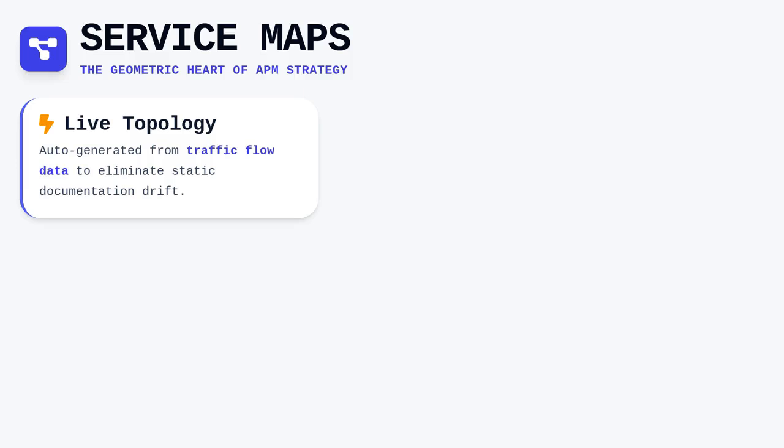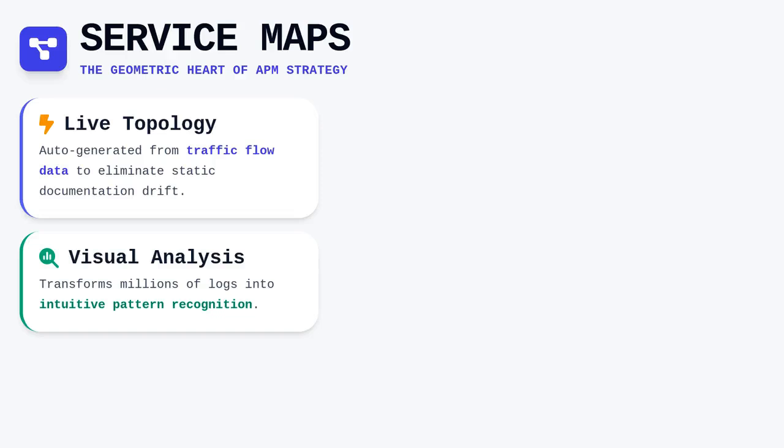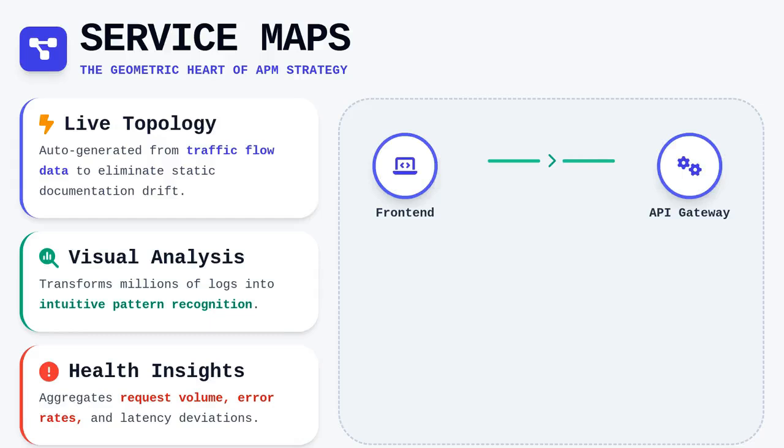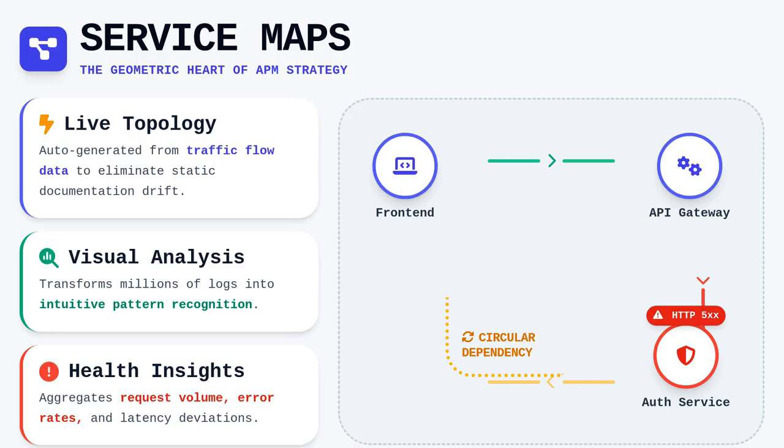When you inspect a node within a service map, you are essentially looking at an aggregated view of performance characteristics like request volume and error rates for that component. If a particular edge between two services turns red, it indicates an influx of HTTP 5XX errors or significant latency deviations that suggest a hard dependency failure. Analyzing these maps allows you to identify circular dependencies or unexpectedly high traffic volume between services that should otherwise remain decoupled. It transforms the daunting task of scanning millions of log entries into an intuitive process of visual pattern recognition.